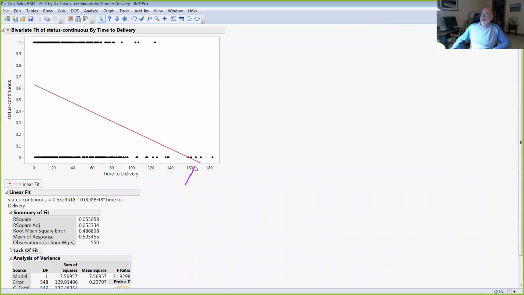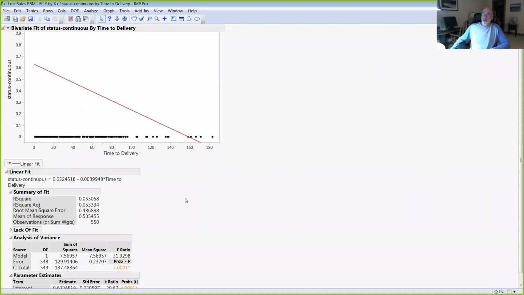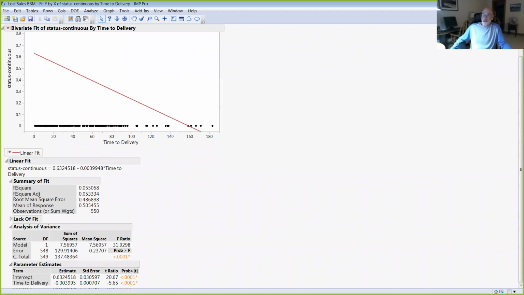Down in this range, you're getting negative numbers for the y variable. Well, that doesn't make any sense. And if you extend this line far enough, it'll always have some values above 1. So what does it mean for the order to be greater than 1 or less than 0? It doesn't mean anything. So this is not the right analysis. According to it, though, if you were to try to interpret it to say each extra day to delivery reduces something by some number, 0.004, it is statistically significant.